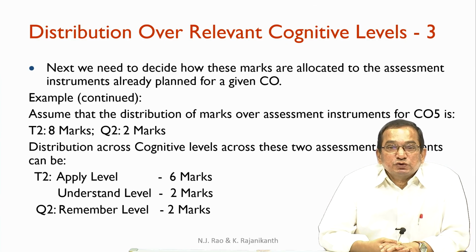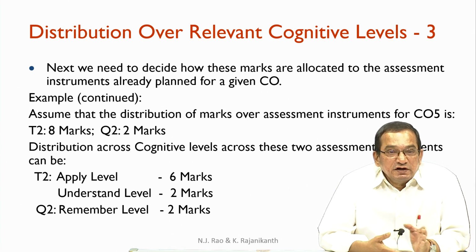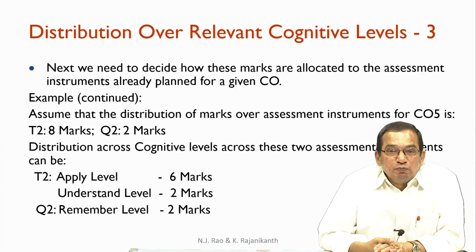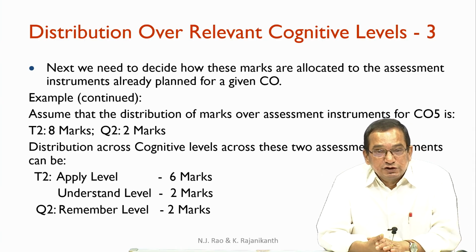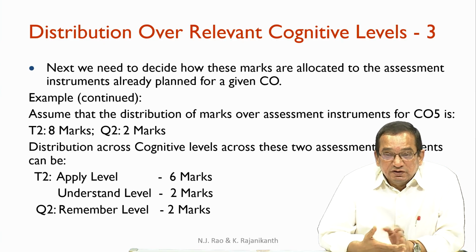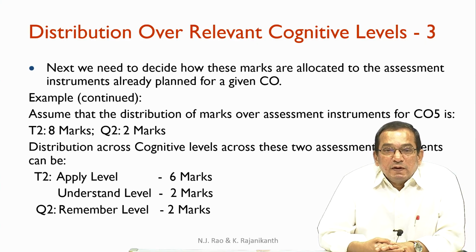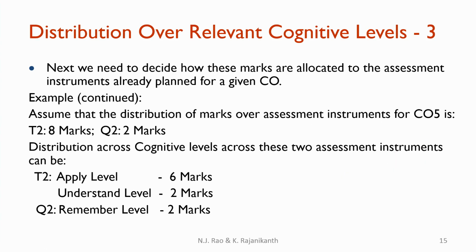For example, assume that the distribution of marks over assessment instruments for CO5 is test 2 8 marks and quiz 2 2 marks. Notice this is the same example which we had earlier, we are continuing. Now, distribution of marks across cognitive levels across these 2 instruments we will have to decide. We already have decided that at apply level we need 6 marks, and the decision is that these 6 marks would belong to T2, and at understand level we wanted 2 marks, and these 2 marks also will be in T2, and at remember level we need 2 marks, and these will be covered in quiz 2.